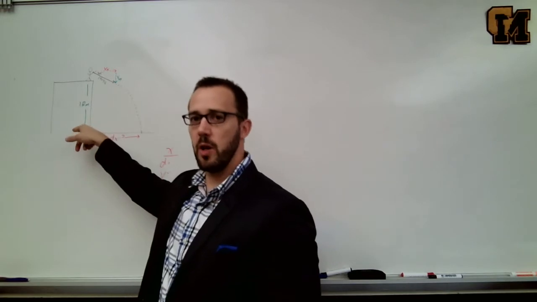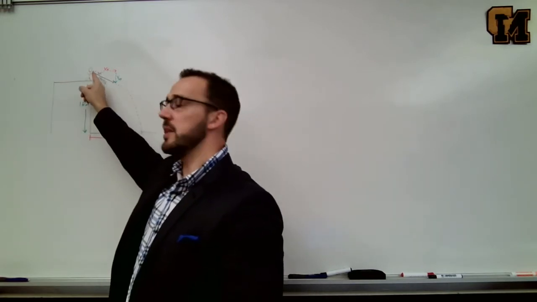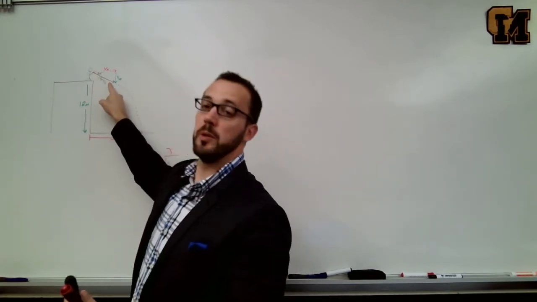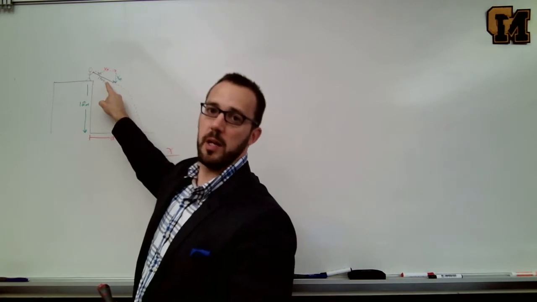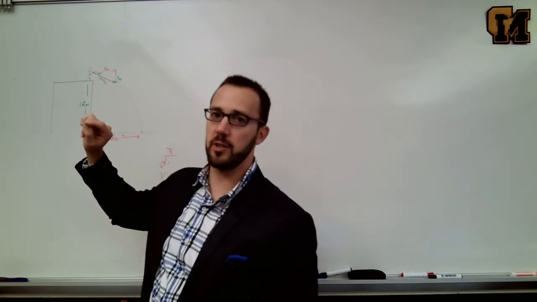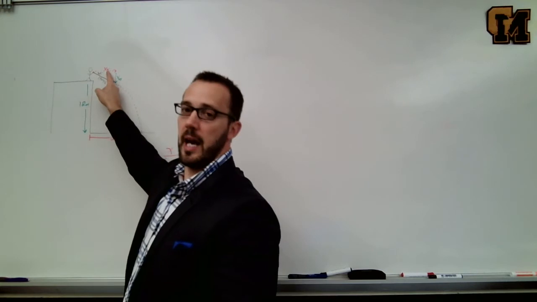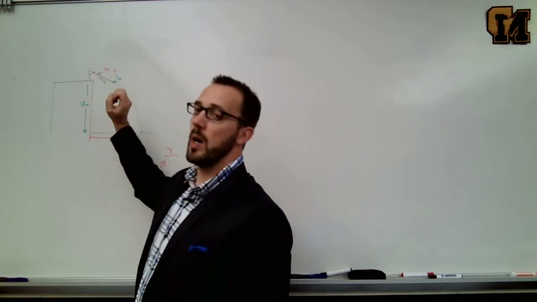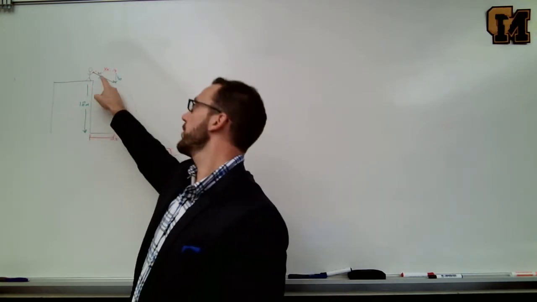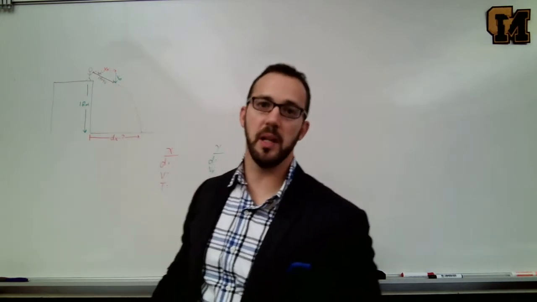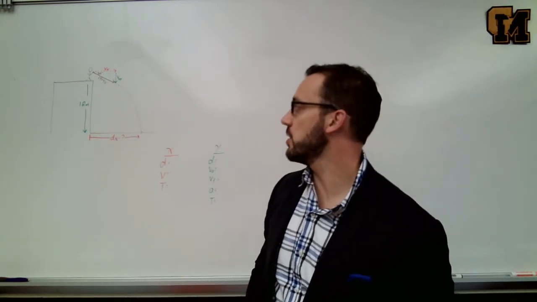Here's our 12-meter tall building. You're on top of it. You're going to throw the balloons with a velocity of 15 meters per second. So that's the hypotenuse of that triangle. The velocity in the x is the adjacent side. Velocity in the y is the opposite side. And 35 degrees is in the top left corner of the triangle that we have drawn.